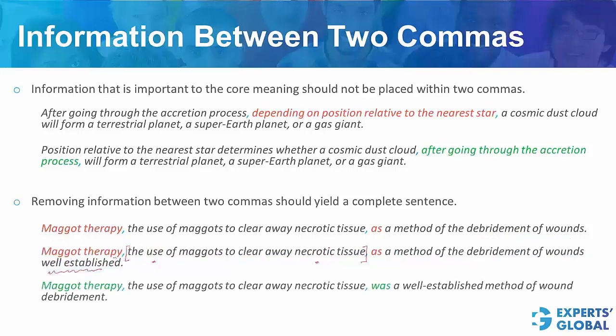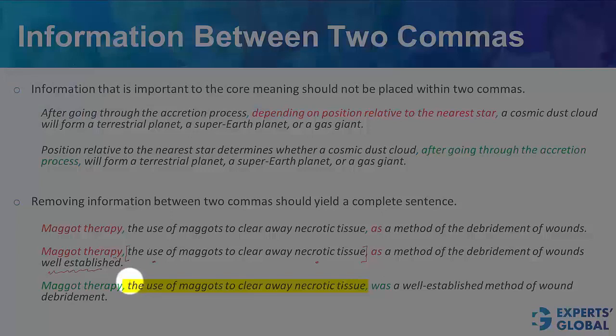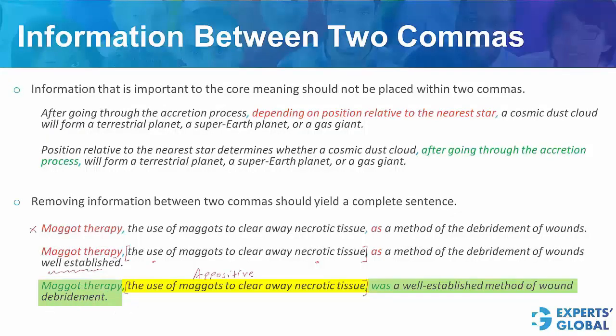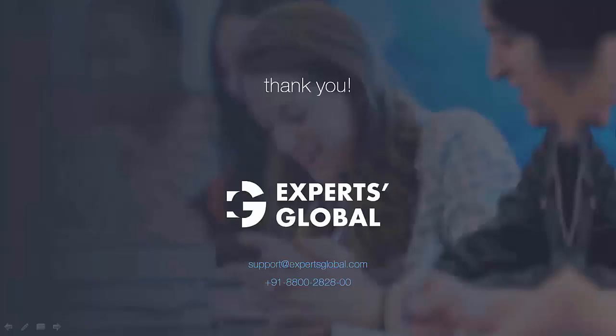Look at the third example. In this case, when you remove the information between the two commas, what you get is a complete sentence conveying the core meaning of the sentence. So remove this between the two commas here. If you notice, what you have is an appositive, and removing this information leads to maggot therapy was a well-established method of wound debridement. So two examples of incorrect sentences and one example of a correct sentence here. The concept is that removing information between two commas should yield a complete sentence capturing the core intended meaning. This was the concept, friends.